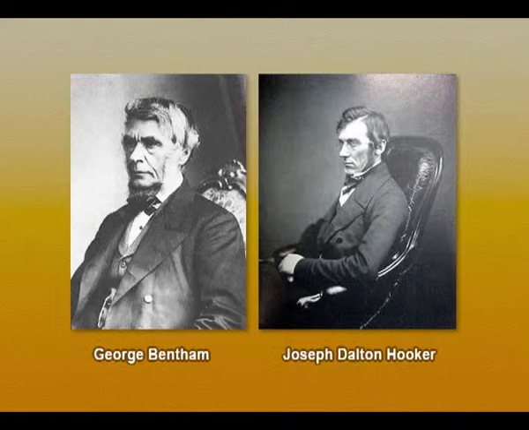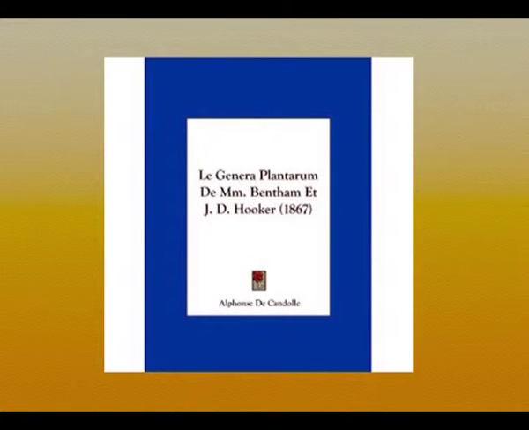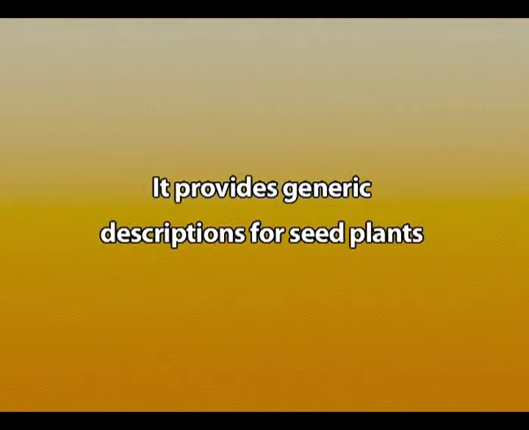Then we have the famous work of Bentham and Hooker by the title Genera Plantarum. It was published in 3 volumes from the year 1862 to 1883. It provides generic descriptions for seed plants, and these descriptions were prepared from live plants rather than the literature. Originally, this work was written in Latin, and it is still a valuable reference for classifications between the taxonomic ranks of family and section. Then we have one more work by the name of Genera Filicum. It comprises the genera of ferns and was published by Copeland in the year 1947. The ferns are arranged in this work in a phylogenetic sequence, and descriptions, keys, references to the literature are provided.